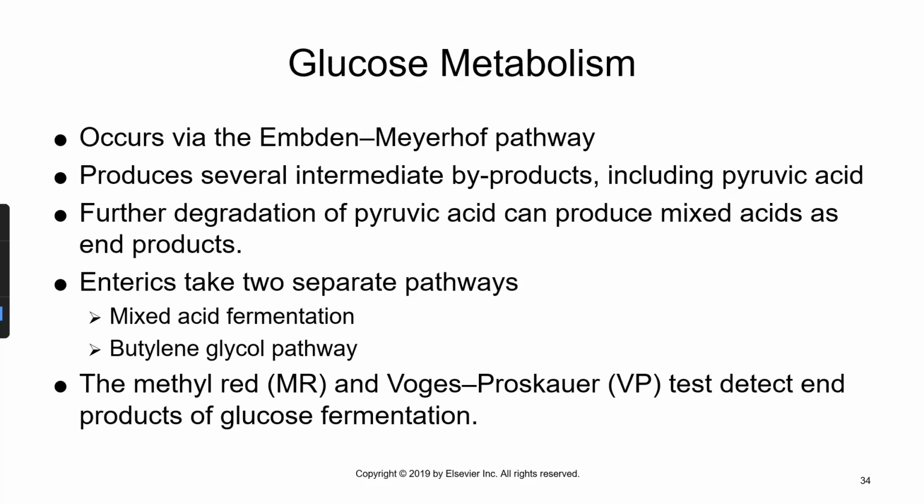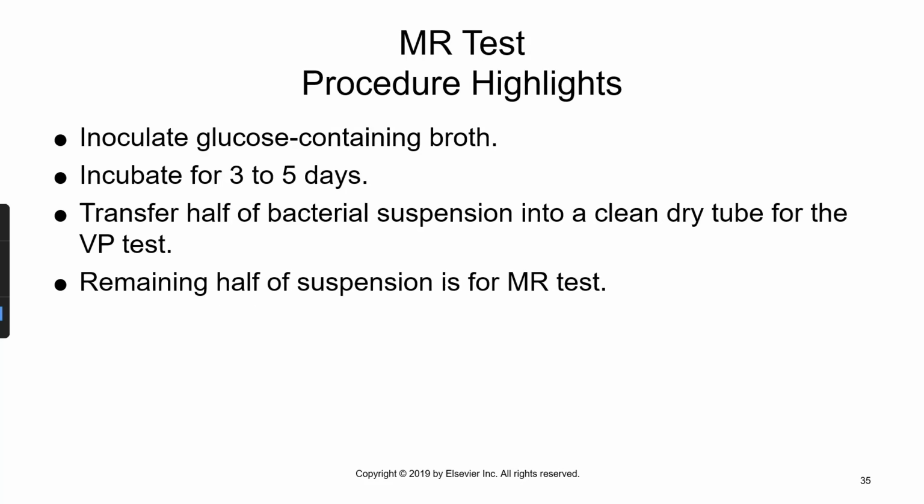Enterics, so enteric pathogens that live in the digestive tract, take 2 separate pathways: mixed acid fermentation or the butylene glycol pathway. The methyl red (MR) and Voges-Proskauer (VP) tests detect end products of glucose fermentation. So you inoculate glucose-containing broth and incubate it for 3 to 5 days. You transfer half of the bacterial suspension into a clean, dry tube for the VP test. The remaining half is used for the MR test.